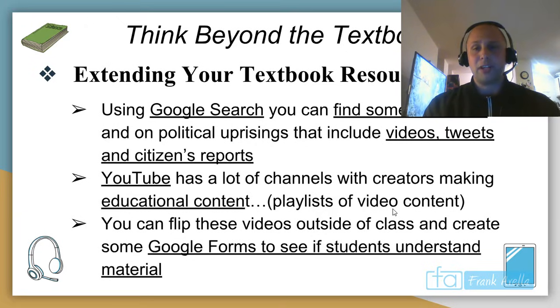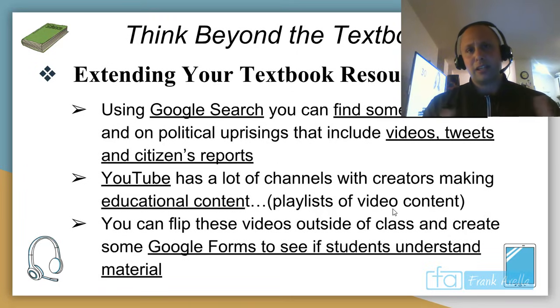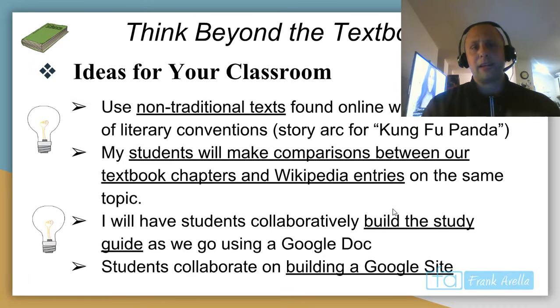And you remember, you can flip these videos. Use Google Form. Flip these videos and send them out to your students. Let them watch, and then send them a Google Form, which is like a quiz or a survey to find out if they're really getting what you're sending them. Here are some ideas for thinking beyond the textbook. Use non-traditional text. One example is online, you might find a story arc for Kung Fu Panda. Have students make comparisons between textbook chapters and Wikipedia entries. Again, these are just suggestions. Have students collaboratively build a study guide, or have them collaboratively build a Google site. All thinking beyond the textbook.